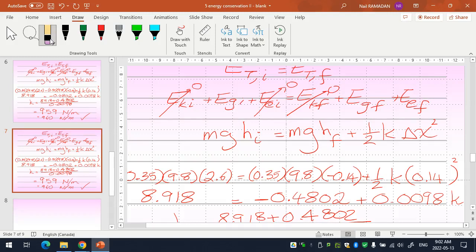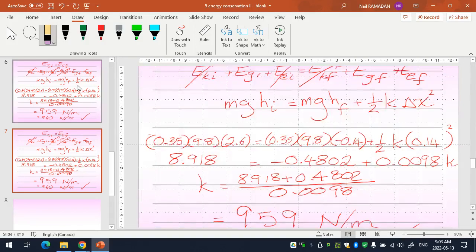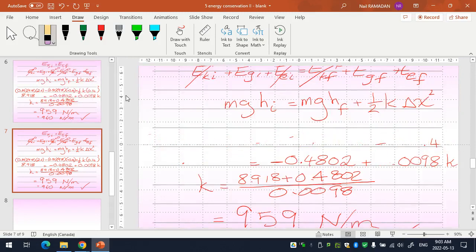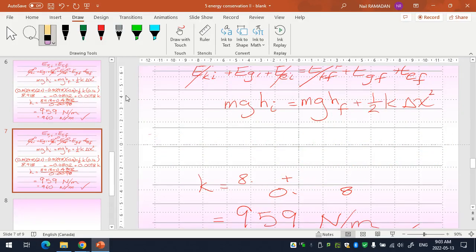But what does this one become now? It's still positive because it's still above the ground. Okay. So now I have to change all of these. Look, everyone, I have to change all of these.